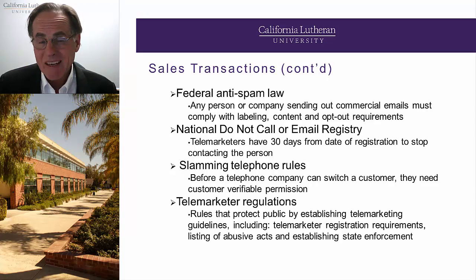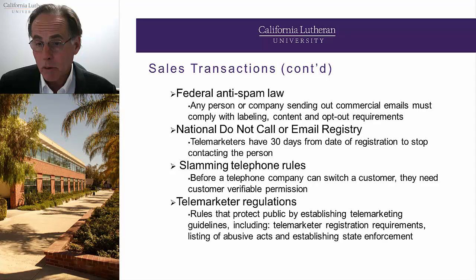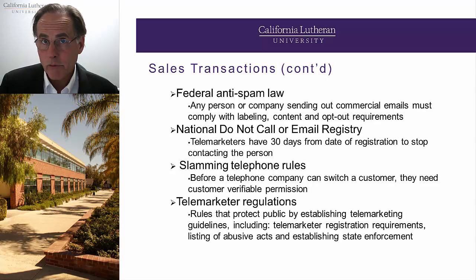Telemarketers have 30 days from the date of registration to stop contacting the person. Slamming telephone rules. Before a telephone company can switch a customer, they need customer verifiable permission to do so. Telemarketing regulations, rules that protect the public by establishing telemarketing guidelines, including telemarketer registration requirements, listing of abusive acts, and establishing state enforcement.